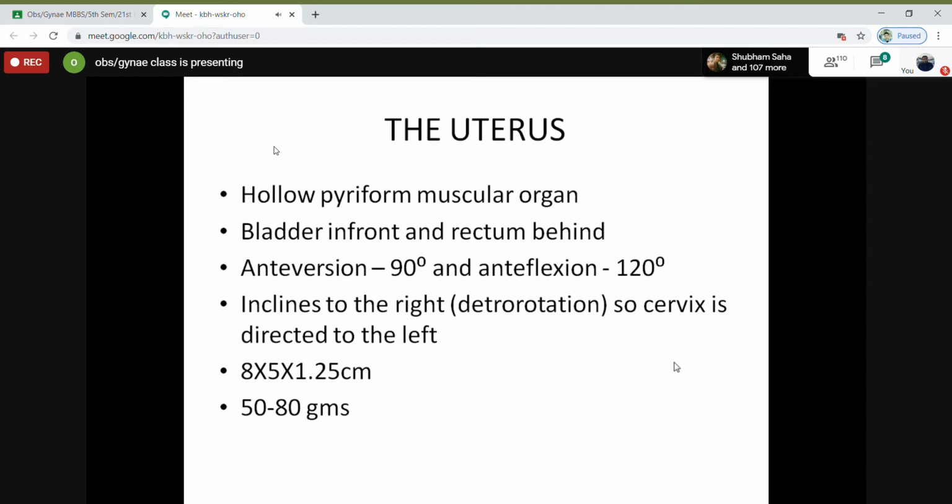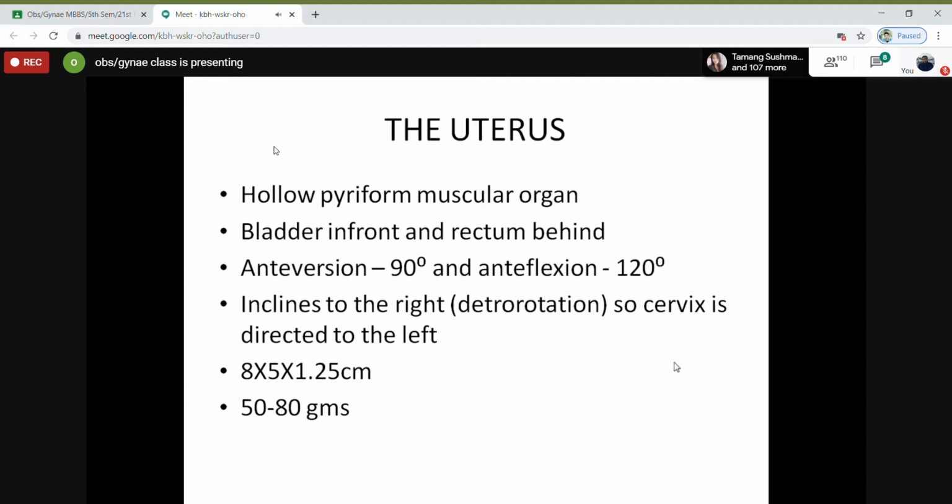It inclines to the right, so if the uterus is a little dextro-rotated, the cervix is directed towards the left side. The size of the uterus you should also know, because you should know when the uterus is abnormally enlarged. So the size of the uterus is 8 into 5 into 1.25 centimeters. So it is 8 centimeters long, 5 centimeters wide, and 1.25 centimeters thick. A non-pregnant uterus weighs 50 to 80 grams.